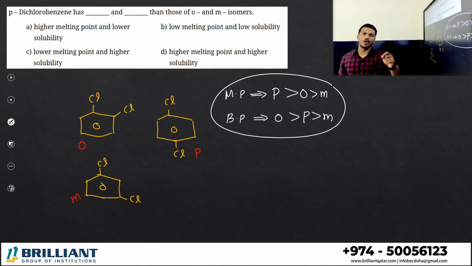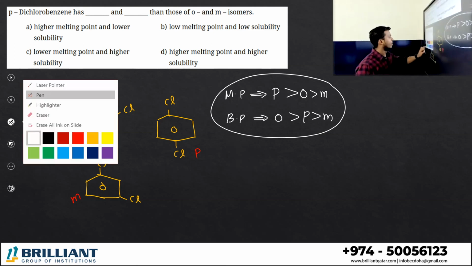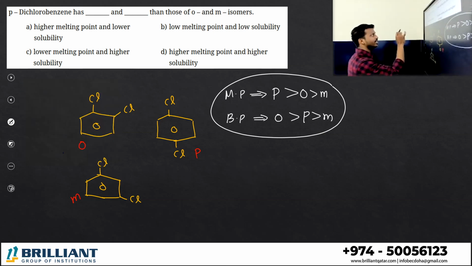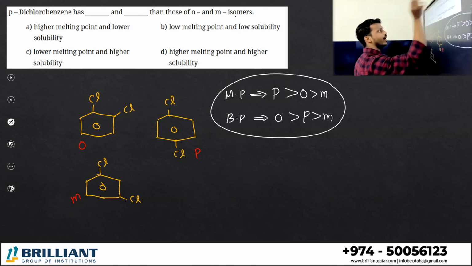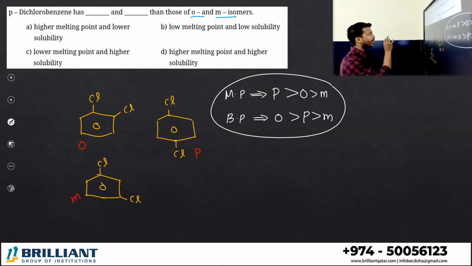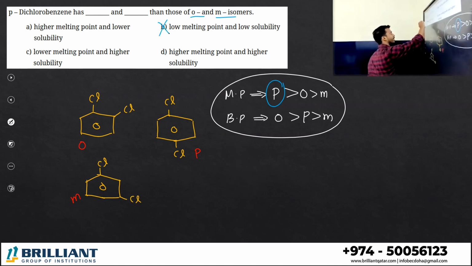So the melting point order of para, ortho, meta dichlorobenzene is in the order POM. P greater than O greater than M. For the boiling point, ortho and para just interchange. That's it. Okay, so your answer is ready now. Let's go to the answer. Para dichlorobenzene has dash and dash than those of ortho and meta isomer. Para dichlorobenzene has a higher melting point. Higher melting point is in option A and option D, so let me cut option B and C.